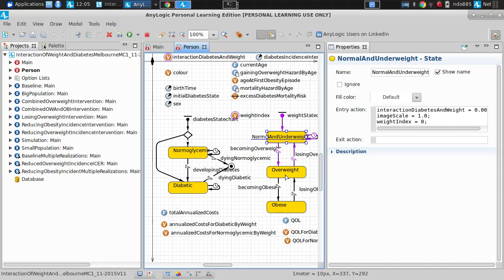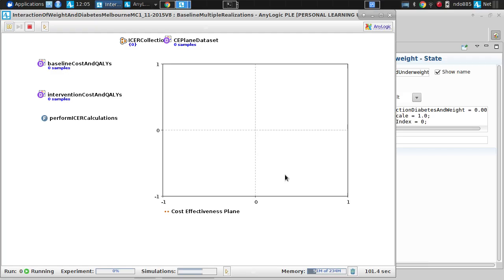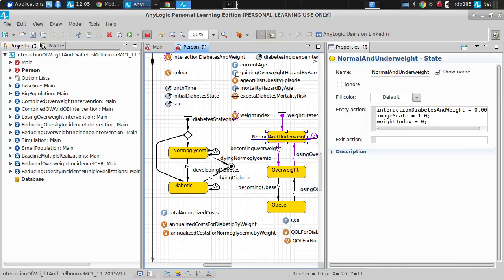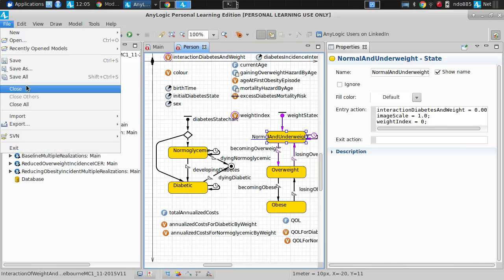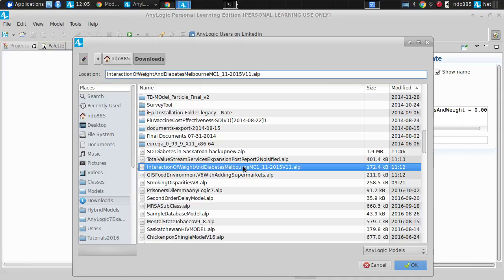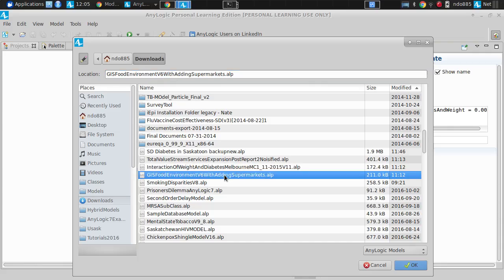Okay? I'd like you to stop that one. People are really interested to continue to run it. The simulation takes a while to run for each one. We're going to close this model, and I'm going to ask you to load another one. Okay? This model that I'd like to ask you to load is of a different sort. It's one called GIS Food Environment version 6 with adding supermarkets.